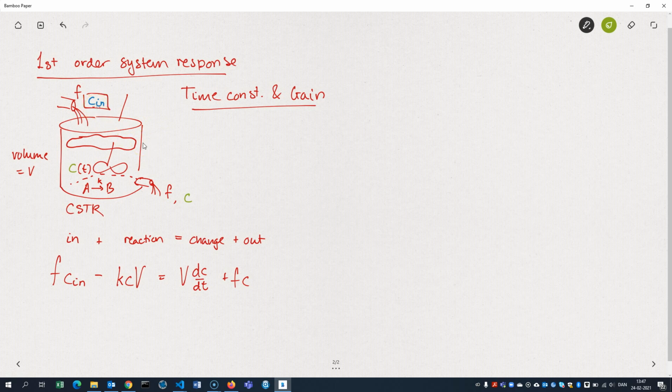Let's draw that as a graph. So let's say that Cin has been at this level here for some while, and then we changed the input concentration at some point to a new level here. And let's imagine that the response, the concentration of the outflow, looks like this.